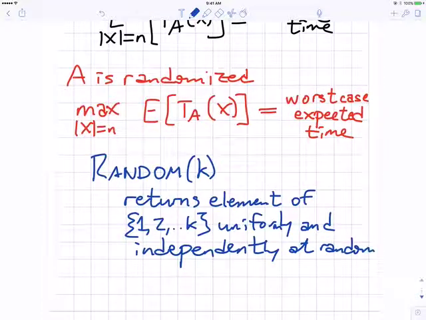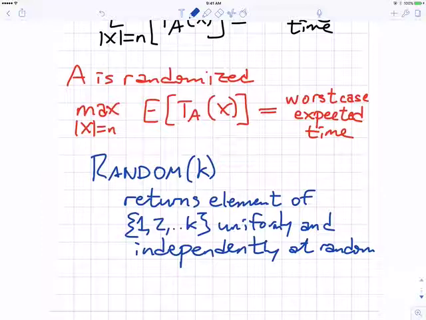In other words, this is random of 10, right? This die that I'm holding in my hand, I've got a bunch of random of 10s. Here's a random of 4. In other words, it's exactly what you would expect from rolling a fair k-sided die.